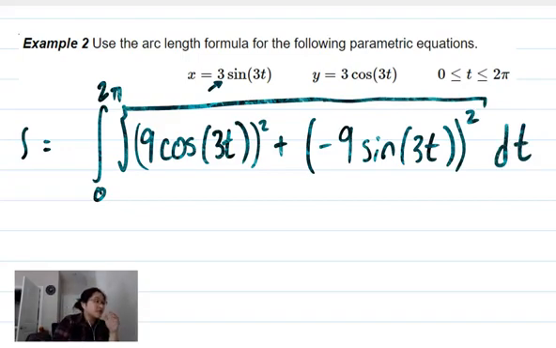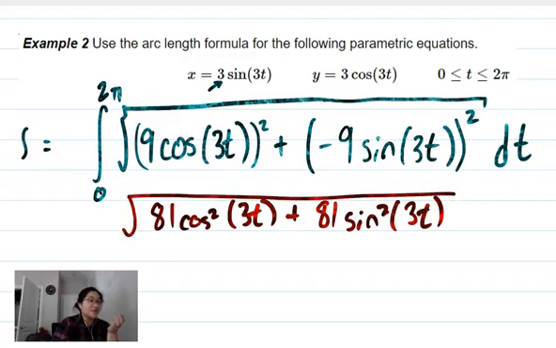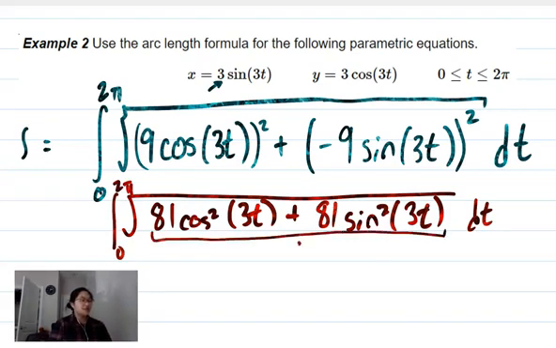So, we're going to rewrite this a little bit. We get 81 cosine squared 3t plus negative 9 squared is going to be 81 again, and we're happy. Do you see why we're happy? Because we get 81 that we can factor out, and then we just get a Pythagorean identity, which is amazing. And so this is super easy to integrate now, because this is going to be 1. Well, 81 times 1. But then the square root of that. So this whole thing is going to be equal to 81.